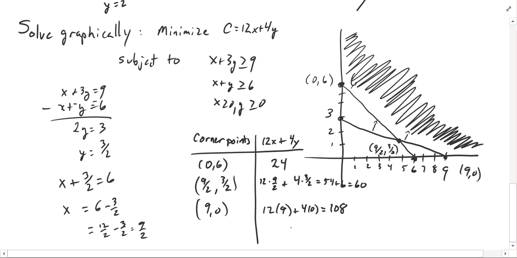And so what I'm trying to do is find the minimum. Again, we're trying to minimize C, and so the smallest value I have is 24, and it's occurring at the 0, 6 point. So we have a minimum of C equals 24 at the point 0, 6.